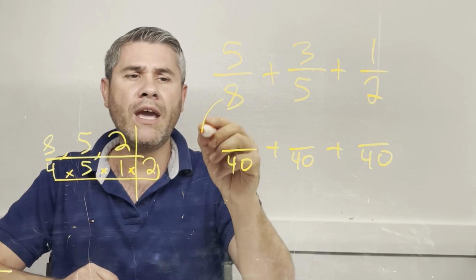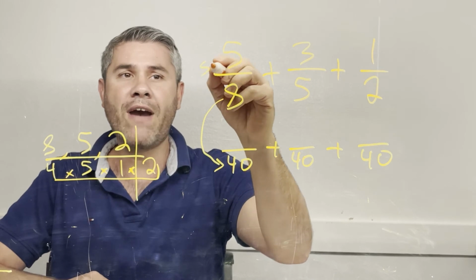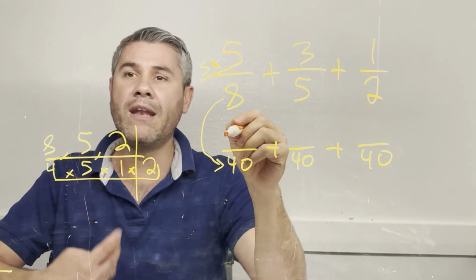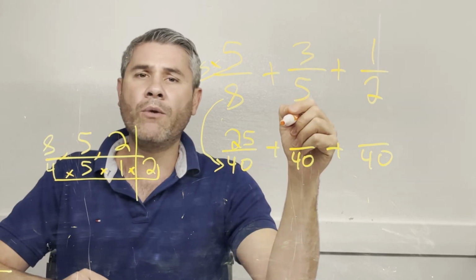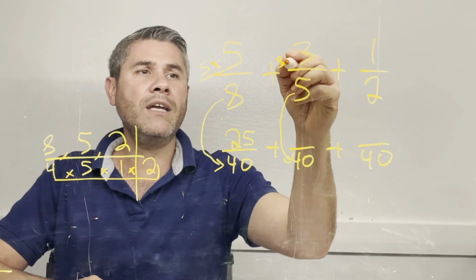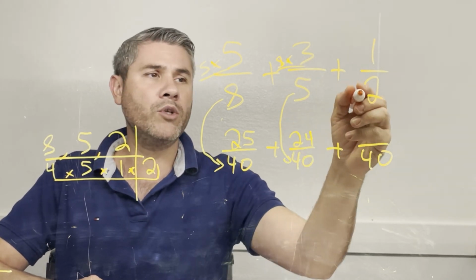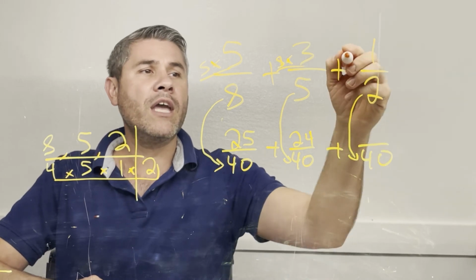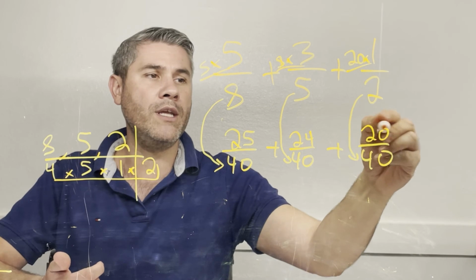What are we doing to the 8 to make it a 40? We're multiplying it by 5. So that factor, we multiply it times whatever we had as our numerator. 5 times 5 would be 25. Do the same thing with the other fraction. How many times will 5 go into 40? 8. 8 times 3, that would give us 24. And last one, what are we doing to the 2 to make it a 40? It goes into 40 20 times, and 20 times 1, that will give us 20.